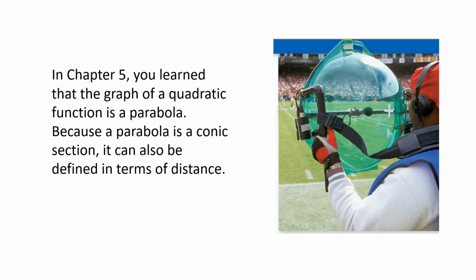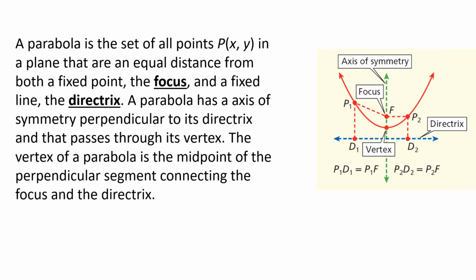In Chapter 5, you learned that a graph of a quadratic function is a parabola. Because a parabola is a conic section, it can also be defined in terms of distance. For the definition of a parabola, we're going to use this term again that we've talked about before: the set of all points in a plane that are equal distance from both a fixed point, the focus, and a fixed line. This is kind of an imaginary line, like our axis of symmetry.